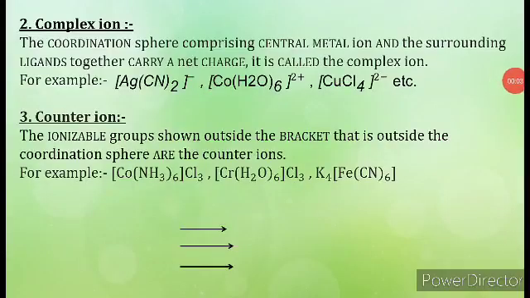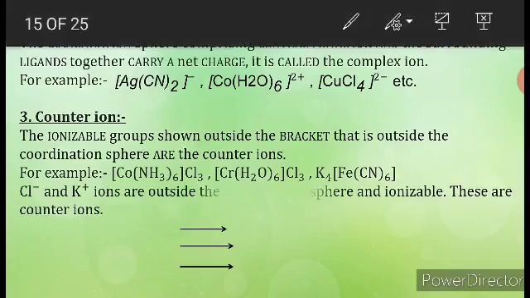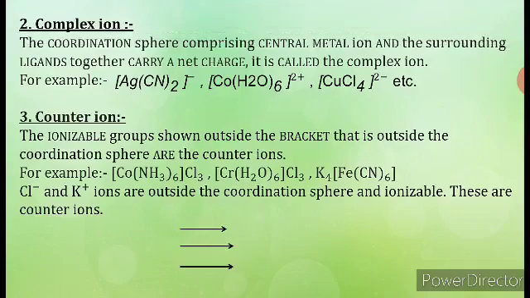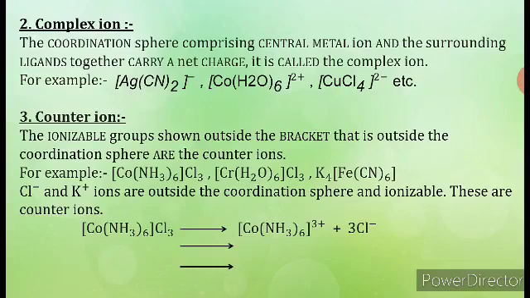So chloride in the first two compounds and potassium in the third compound, all the potassium ions as well as chloride ions, are present outside the coordination sphere. They are easily ionizable, and these are only the counter ions. When you dissolve this hexaamminecobalt(III) chloride, it ionizes into the hexaamminecobalt(III) ion and 3 chloride ions. So the chloride ion is ionized easily, so it is a counter ion.